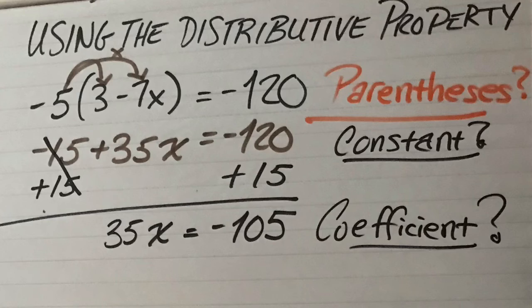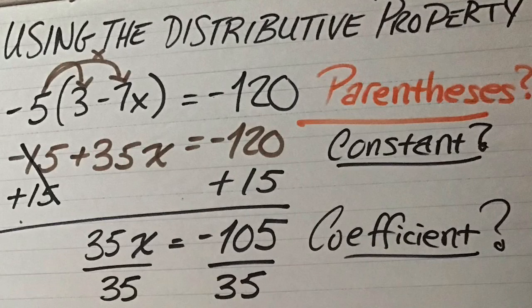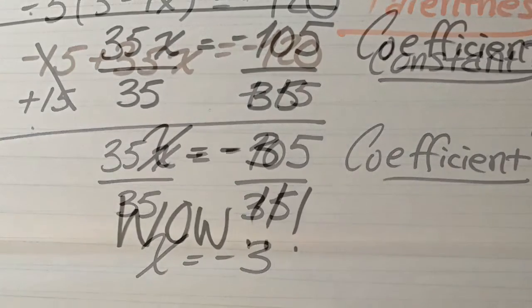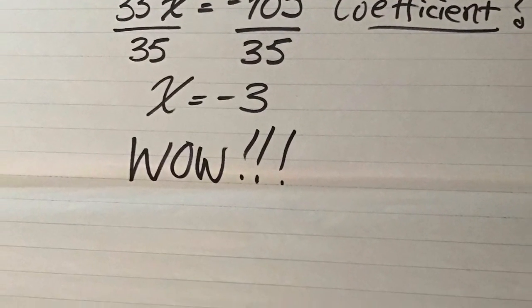The coefficient is going to be the number next to the variable, 35. Let's divide both sides by that number. And what do we get? Yes, x equals negative 3 because of the rules of multiplying signed numbers. Wow, you did it.